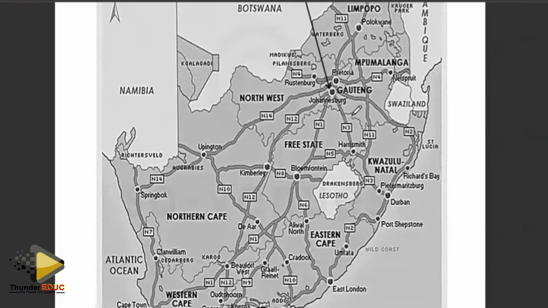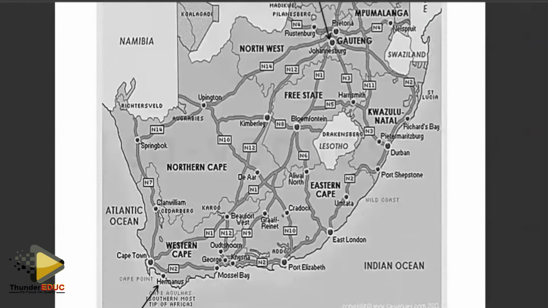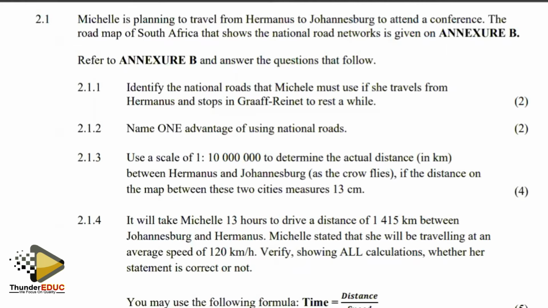So we study the map very well. We can highlight those ones with highlighters. The person is from Huntsman here. That means he's going to use N2. He goes to George, he diverts to Grafennet here. So what are the roads that he has used? N9 and N2.